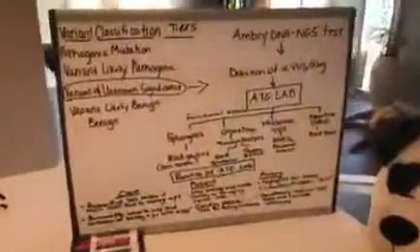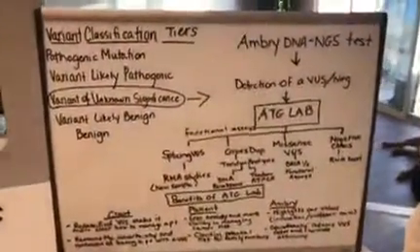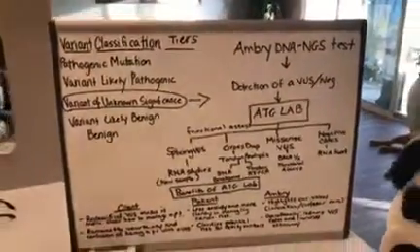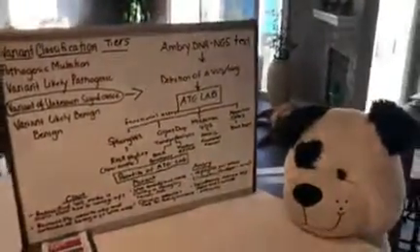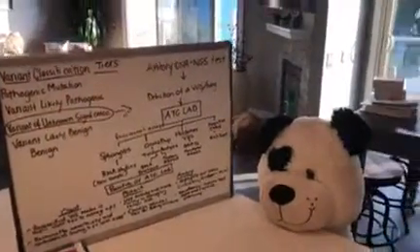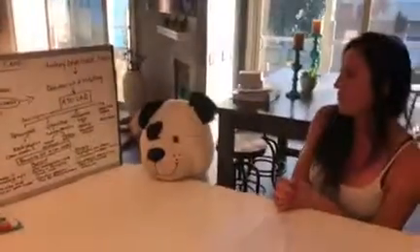I'm going to make this super simple for you, and hopefully this will help you out in the field. Let's take a look at the process at Ambry. At first we run the Ambry DNA NGS test. Few times we get a positive, a lot of times we get a negative, but many times we actually detect a VUS.